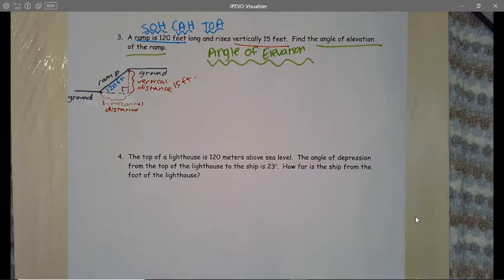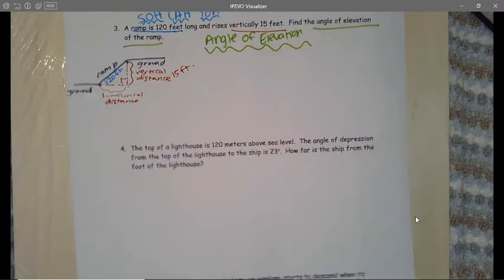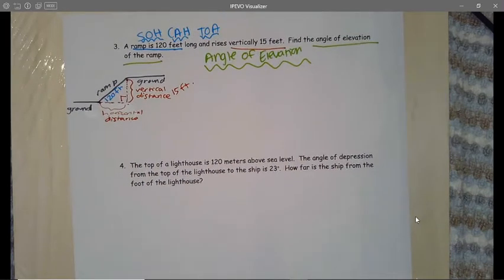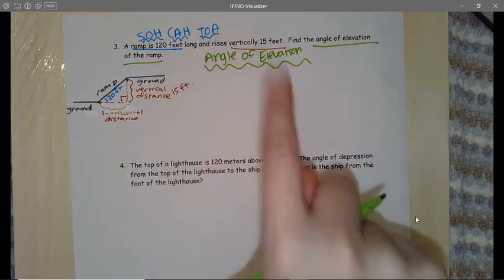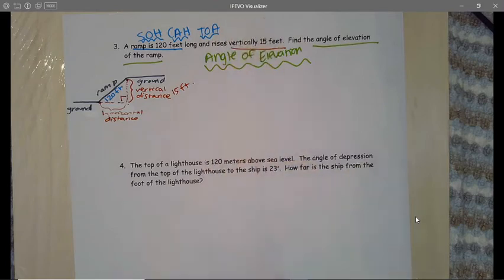So this time we're actually solving for an angle measure, not a side length. So this time we're not going to be cross multiplying. Remember, whenever you're solving for an angle on a right triangle other than the right angle, you're going to be using an inverse trig function at some point, so don't forget.